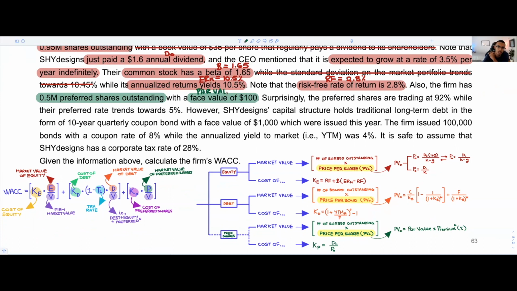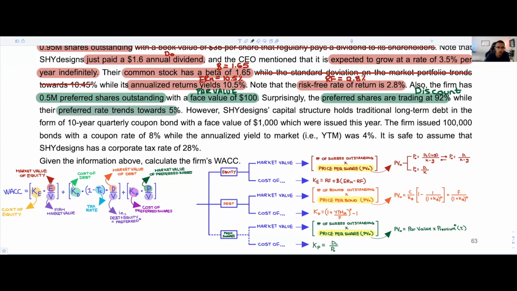All right. Now, surprisingly, if we read the next sentence, preferred shares are trading at 92%, while the preferred rate trends towards 5%. That's very interesting. We know that the premium here, or the discount on preferred shares, is at 92%. So here we could write discount, and we're going to use that to find the present value, so the price of those preferred shares. And they're also letting you know that the preferred rate is 5%.